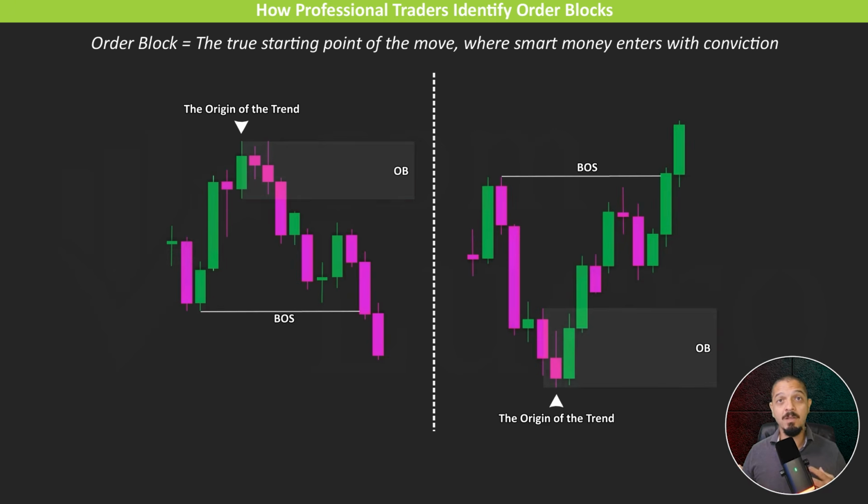In a bearish scenario, a bearish order block is the last up-close candle or series of up-close candles formed right before a strong bearish move that causes a break of structure. By contrast, in a bullish scenario, a bullish order block is the last down-close candle or series of down-close candles formed just before a strong bullish move that leads to a break of structure.